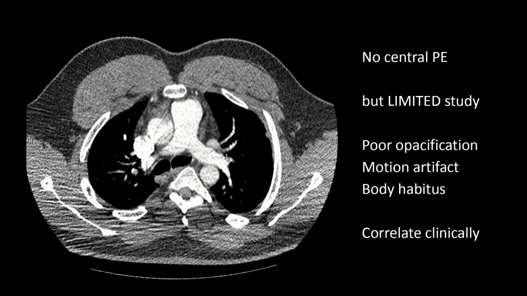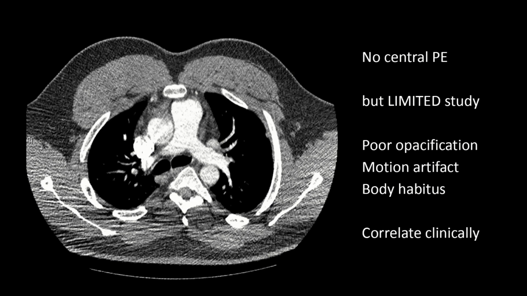It says no central PE. There is poor opacification or motion artifact or body habitus. Something is going to degrade the image and it's not going to let you see the segmental and subsegmental arteries. And of course, there's a clinical correlation statement at the end.